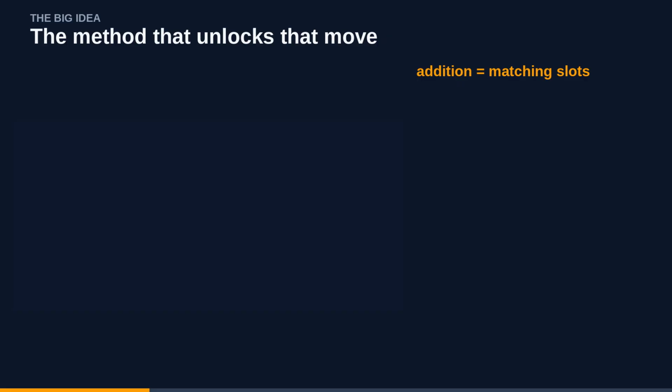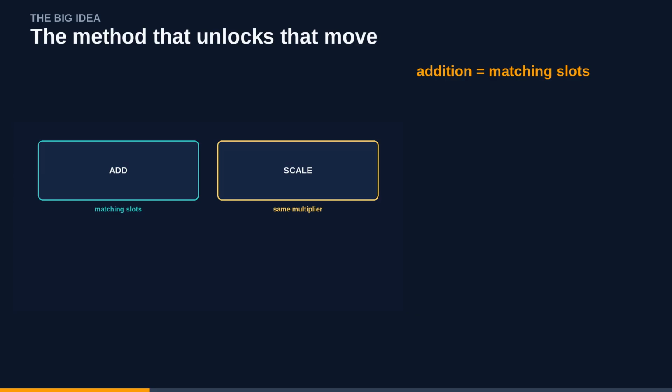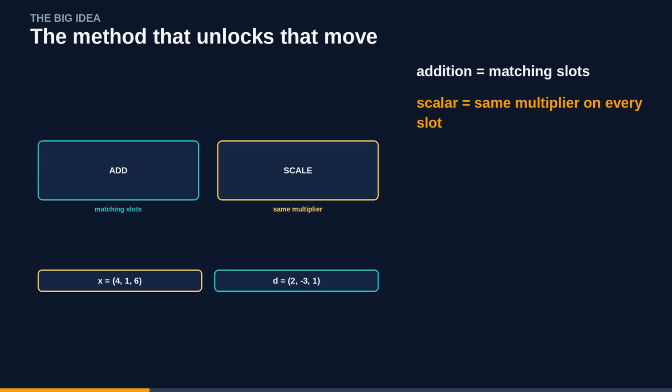The method that unlocks that careful move is just 2 operations, add and scale. Vector addition combines matching slots. Scalar multiplication applies the same multiplier to every slot. Those 2 moves are the grammar of linear algebra, not a new kind of arithmetic. It is slot by slot bookkeeping on a list, so the robot can take a half step of the planned nudge. The same algebra later updates model features, but the story here is the floor move.